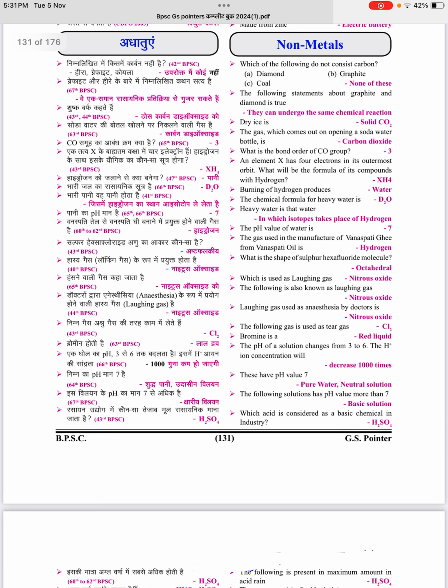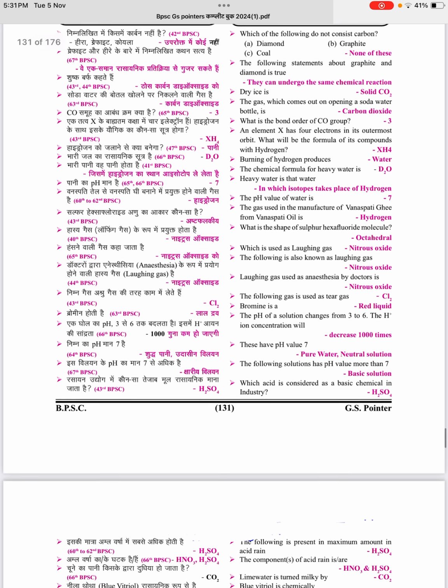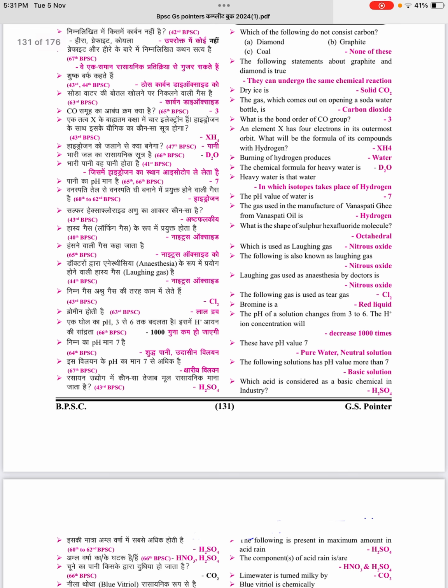Non-metals. Which of the following does not consist of carbon? Diamond, graphite, coal, none of these. The following statement about graphite and diamond is true: they can undergo the same chemical reaction. Dry ice is solid carbon dioxide. The gas which comes out on opening a soda water bottle is carbon dioxide.